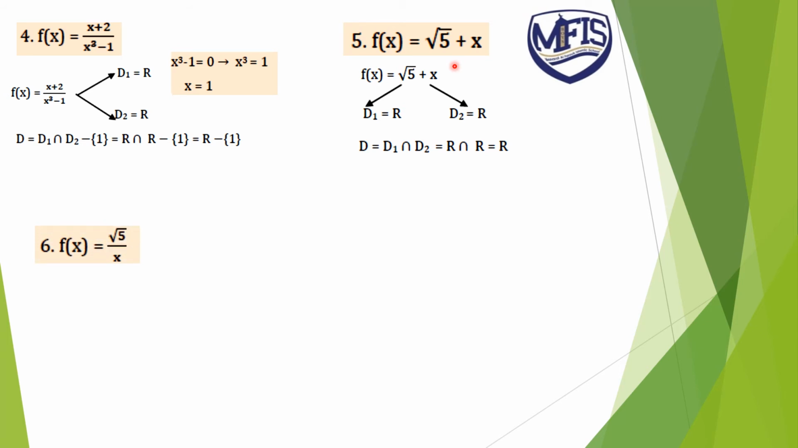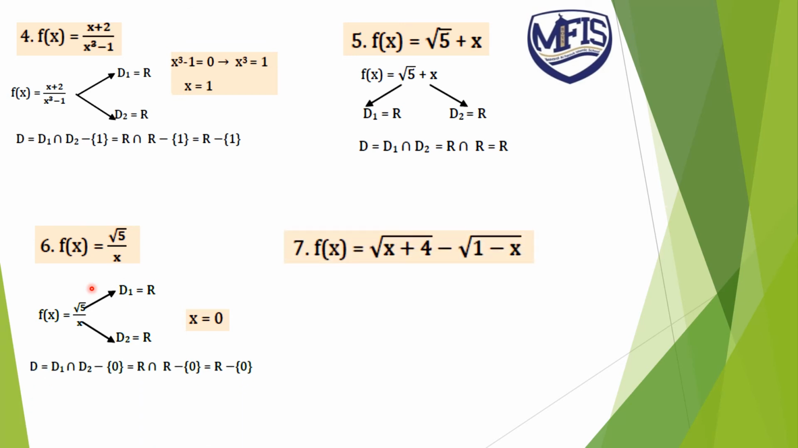Number 6. If f of x equals root 5 over x, for root 5 the domain is R because it is constant, and for x the domain is R because it is polynomial. If we take x equals 0, so the domain of this function f of x is R minus 0, as you see.